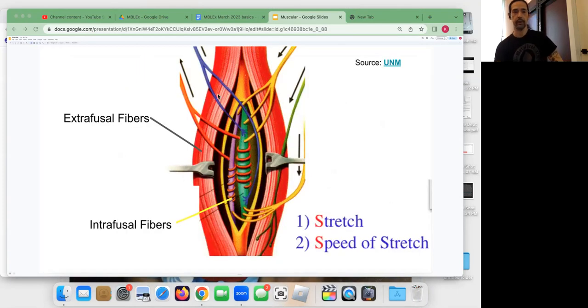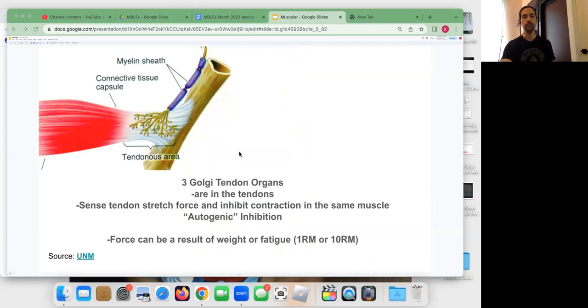And here's another rendering. Extrafusal on the outside. Here's the spindle on the inside, and inside the spindle are the intrafusal fibers. And you have nerves carrying efferent, letter E, impulses, and nerves carrying afferent, letter A, sensory impulses. What's that say over there? That says stretch and speed of stretch. Yes, the role of the intrafusal fibers is to detect stretch and speed of stretch.